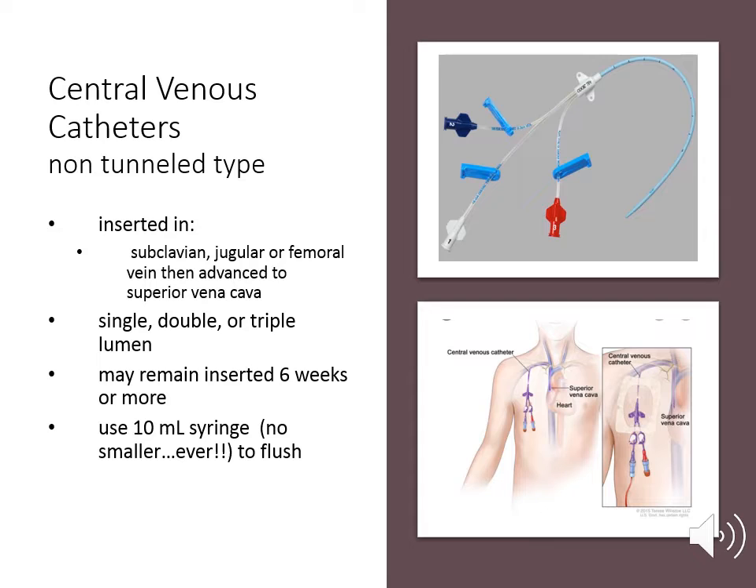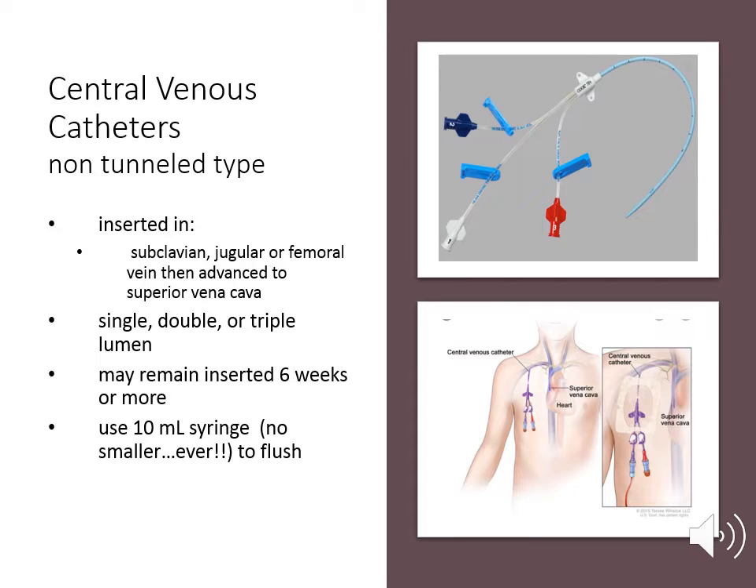The line is sutured in place at 3 points, and you need a chest x-ray post-placement to confirm the tip location before using. You can have multiple lumens: single, double, or triple lumen. It remains inserted for up to 6 weeks or more.